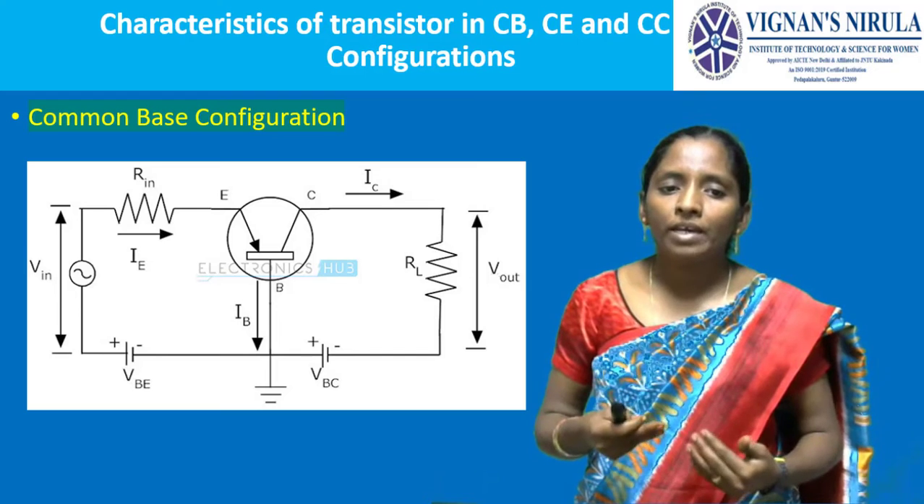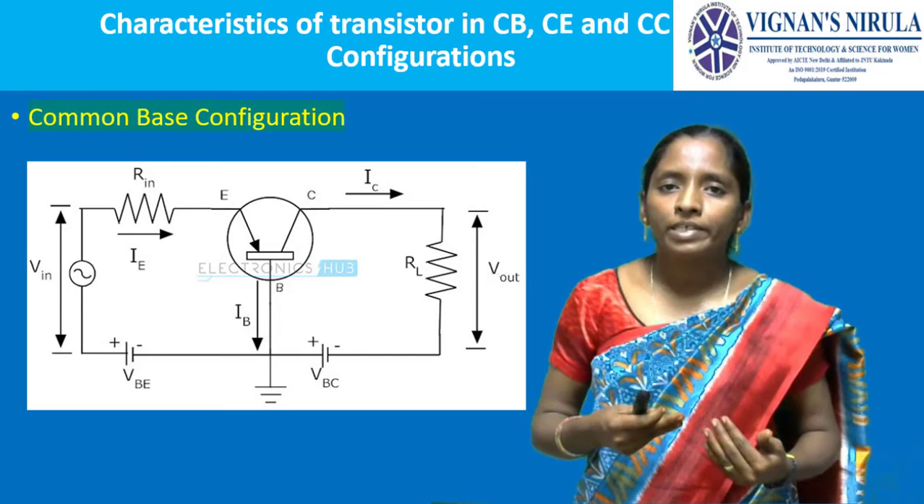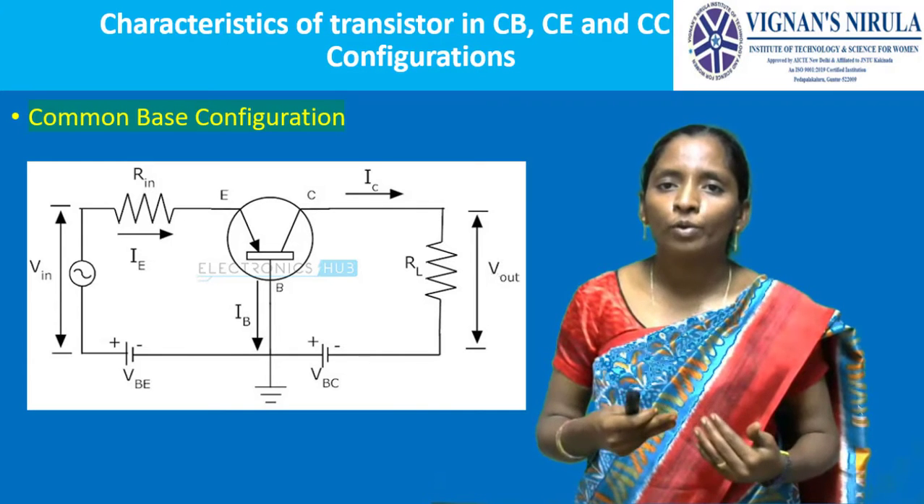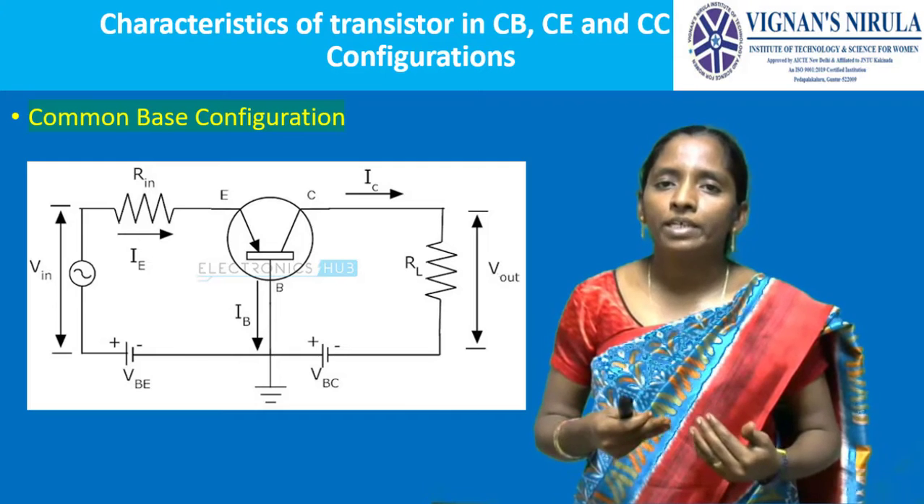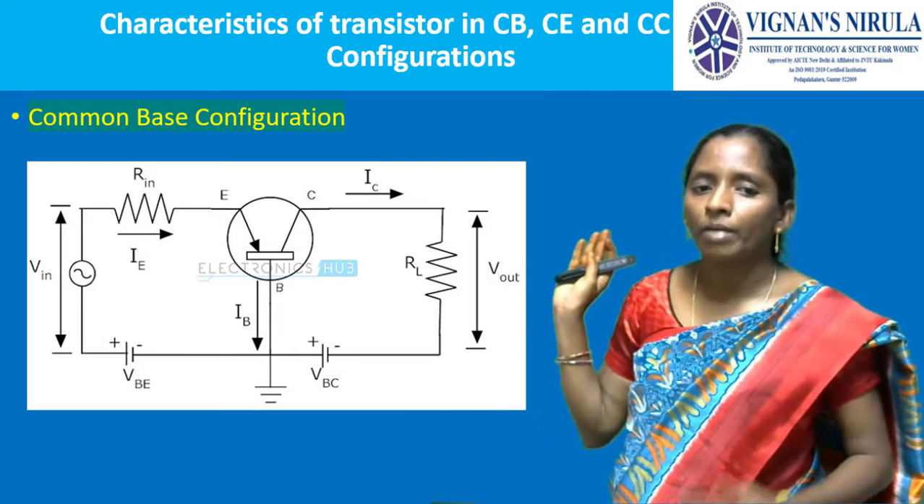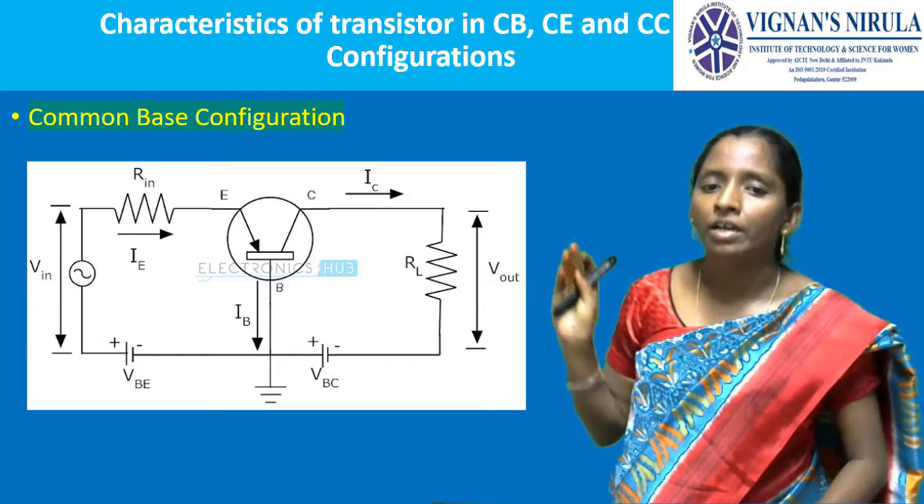And we should apply input between base and emitter, and we have to take output across the load resistor RL, or between base and collector. So this is the circuit diagram of the common base configuration.